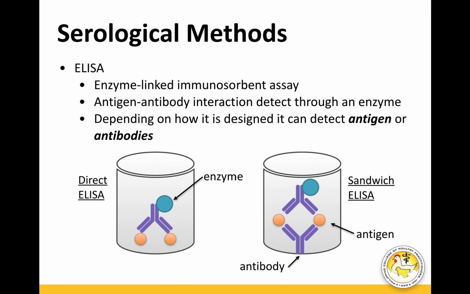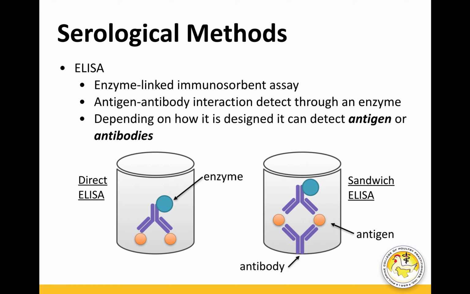In our serological methods, the most common method by far is ELISA, which is short for enzyme-linked immunosorbent assay. So a really long name. The reason why there's an enzyme in the name is that we use an enzyme that produces either color or light to detect the interaction between the antigen and antibody. Depending on how you design your ELISA, it can detect either the antigen or the antibody. There are examples at the bottom of the slide.